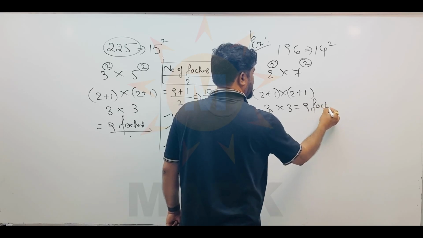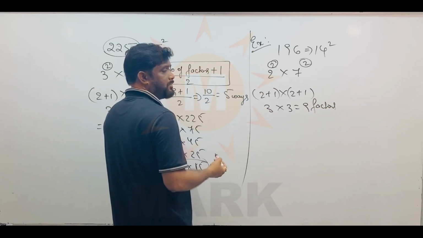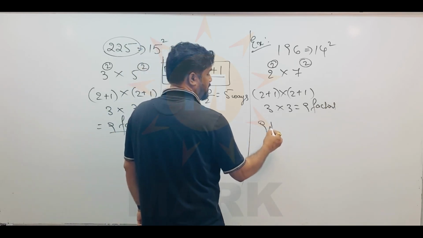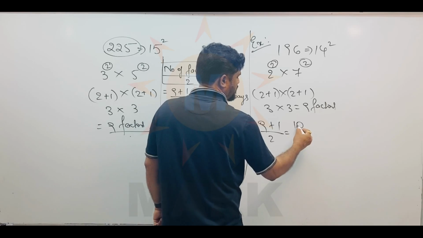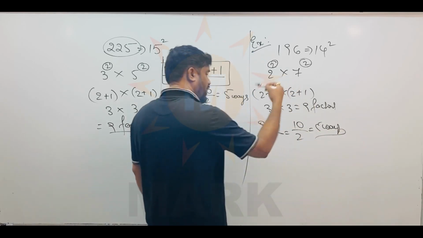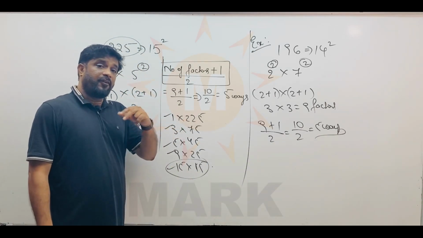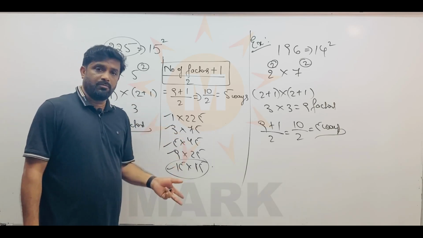Again, in how many ways can we resolve? Since it has 9 factors, it is a perfect square. So we got an odd number as the number of factors. So 9 plus 1 whole divided by 2. So 10 by 2, that is also 5 ways. So we can resolve 196 also in 5 different ways as a product of two numbers.